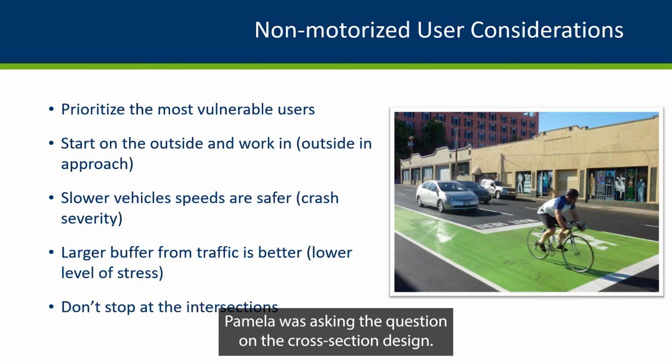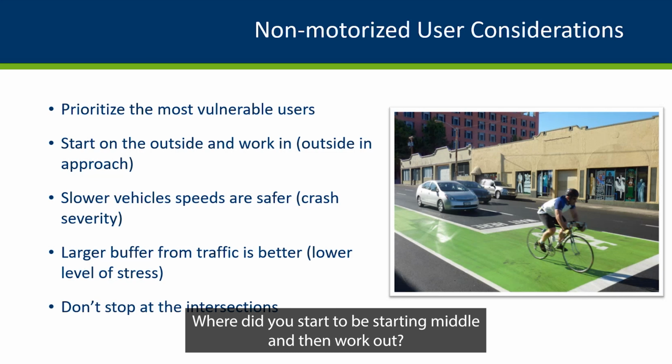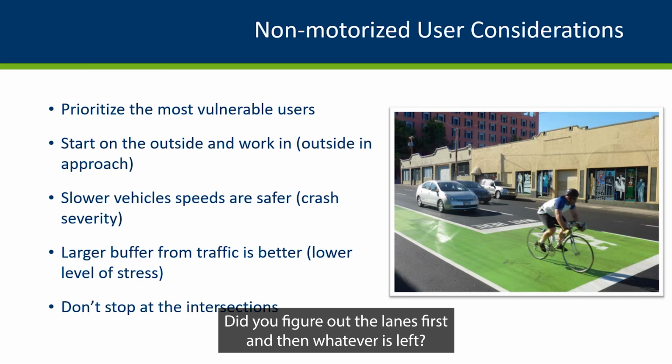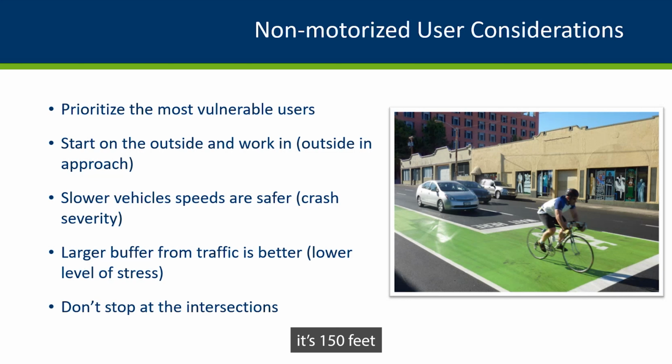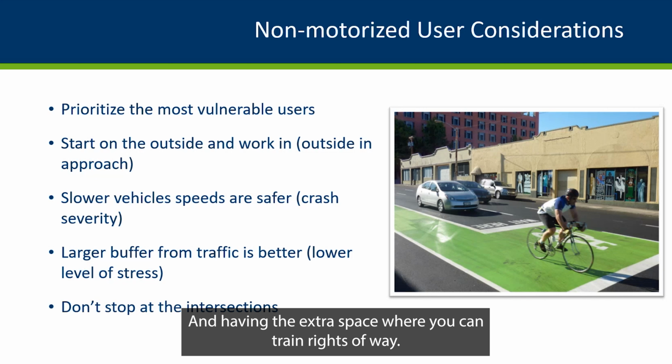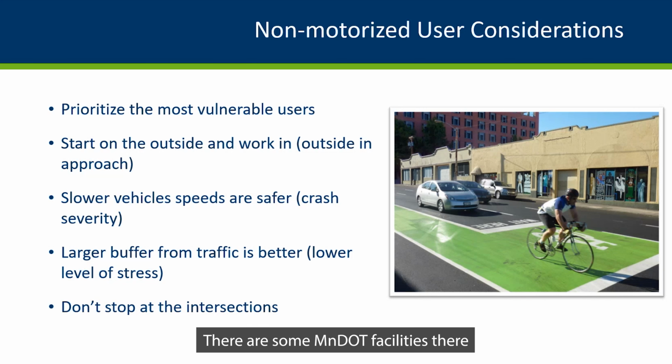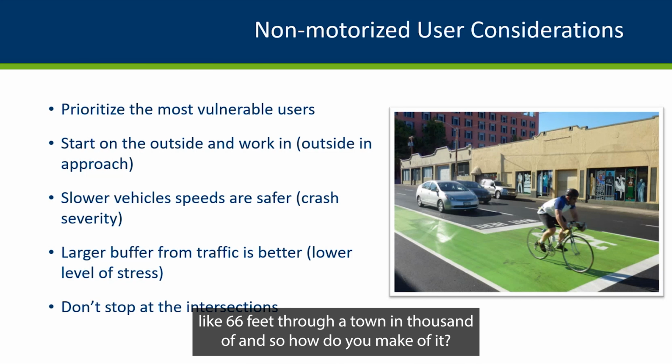Pamela was asking a question on the cross-section design. Where did you start? Did you start in the middle and then work out? Did you figure out the lanes first, and then whatever is left I can work with for the pedestrians? That works actually in Mora because it's huge. It's 150 feet. But just as often as having the extra space, we're in constrained rights of way. There are some MnDOT facilities that are like 66 feet through a town, and it doesn't all fit. And so how do you make it all fit?